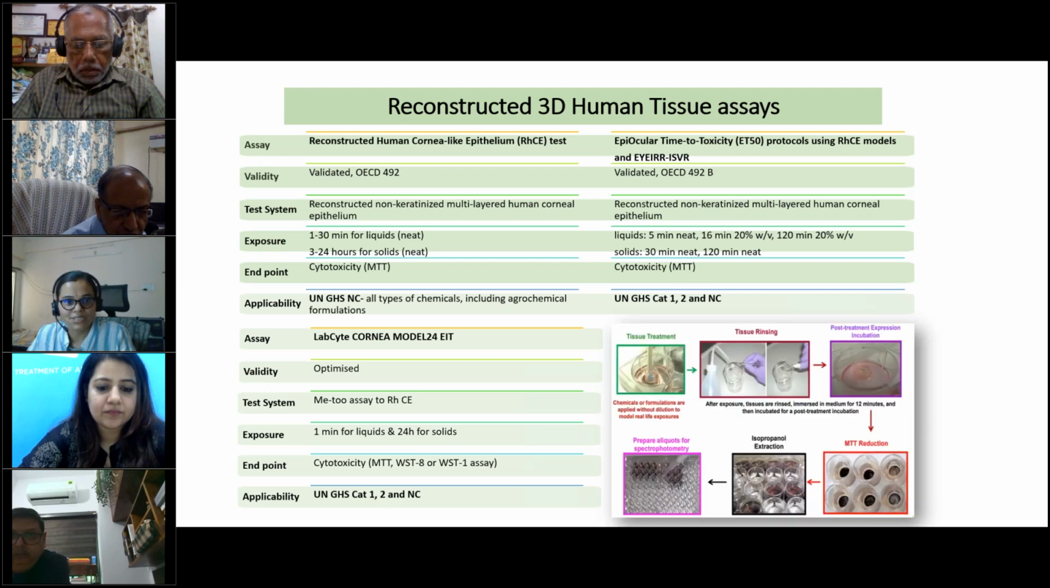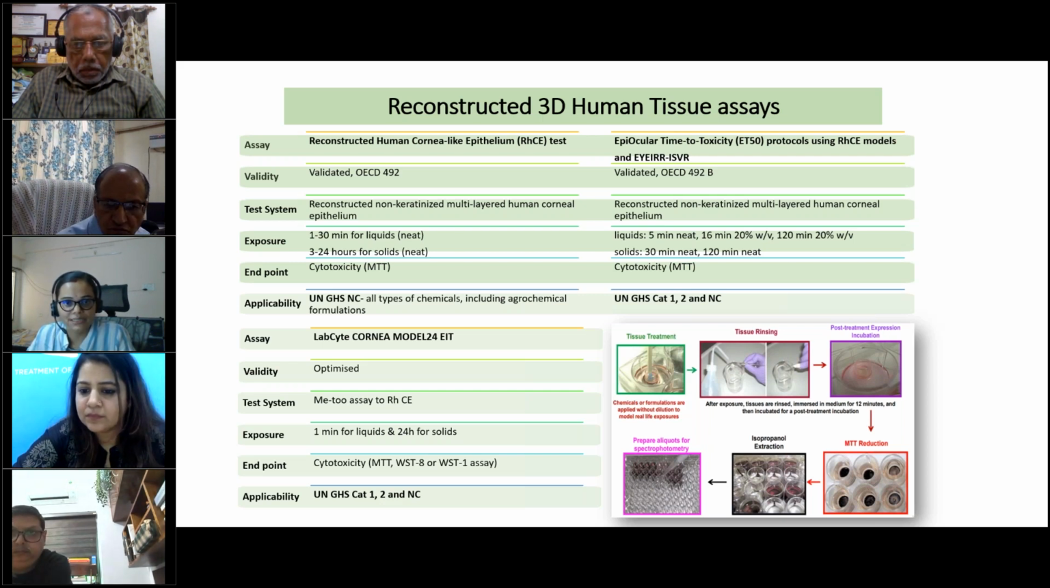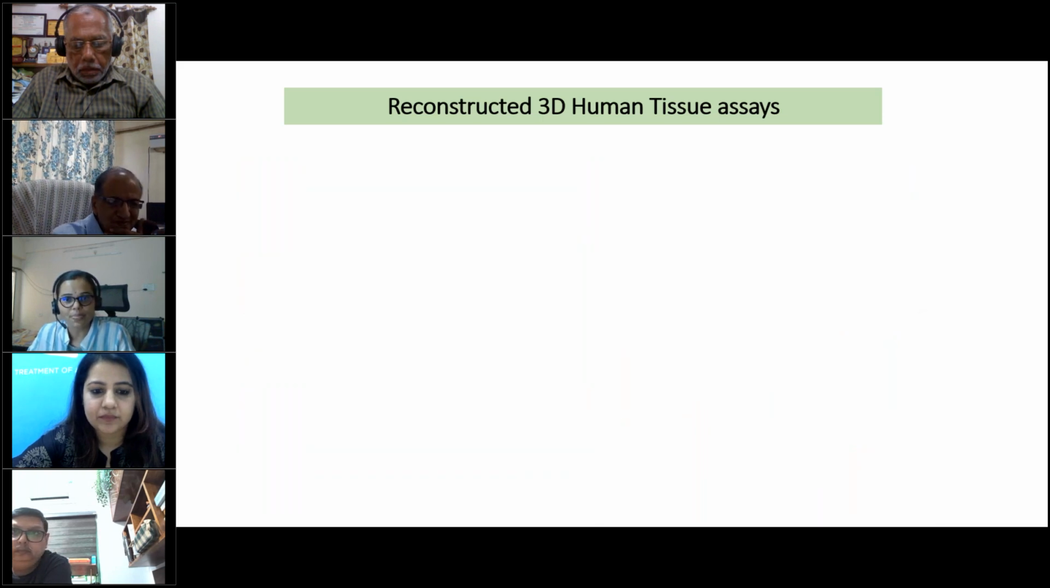So here is the image where the flow chart is represented, showing that the tissues will be treated with the chemical and rinsed after the incubation period and post incubation, followed by MTT reduction and isopropanol extraction and reading of the plates at defined wavelengths of 570 or 450 nanometers or so on.